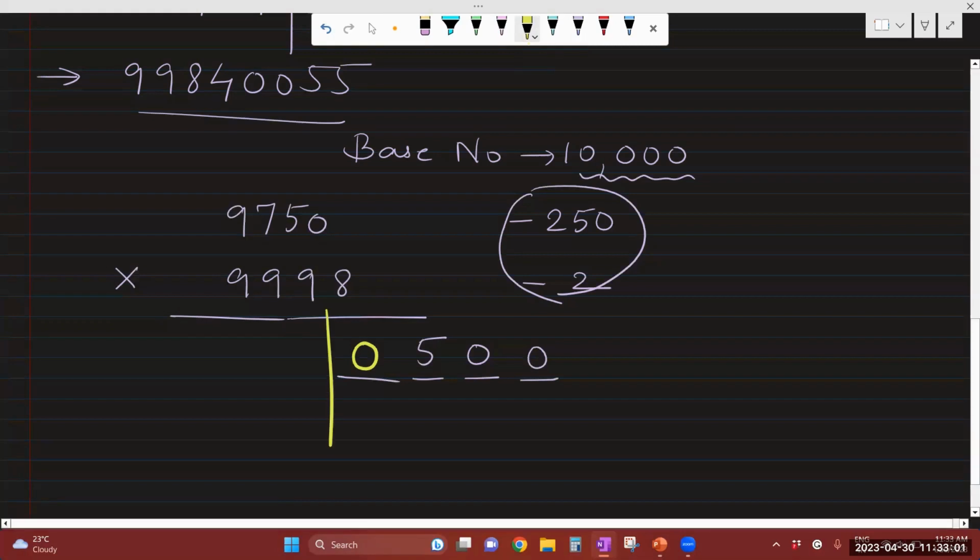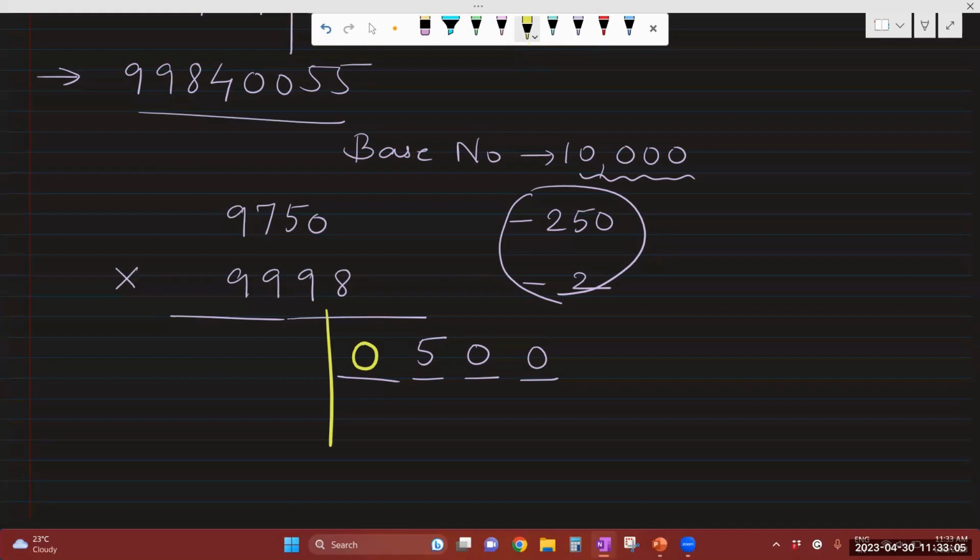Now see, now pay attention. As I told you in the previous sum also, whichever crosswise is easy for you, you can do. In this case, I find this is difficult for me. So I won't go by this crosswise. I think this one is easy for me, so I'll go in this way. Either of the ways you go, your answer will be the same only.